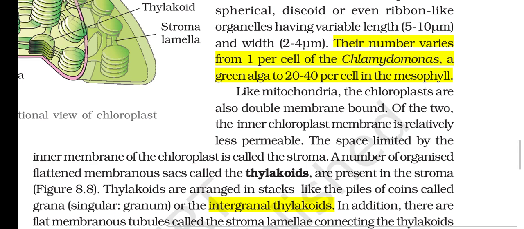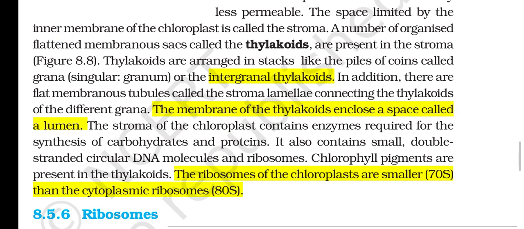Of the two, the inner chloroplast membrane is relatively less permeable. The space limited by the inner membrane of the chloroplast is called the stroma. A number of organized flattened membranous sacs called the thylakoids are present in the stroma. Thylakoids are arranged in stacks like the piles of coins called grana, singular granum, or the intergranal thylakoids. In addition, there are flat membranous tubules called the stroma lamellae connecting the thylakoids of different grana. The membrane of the thylakoids encloses a space called a lumen.